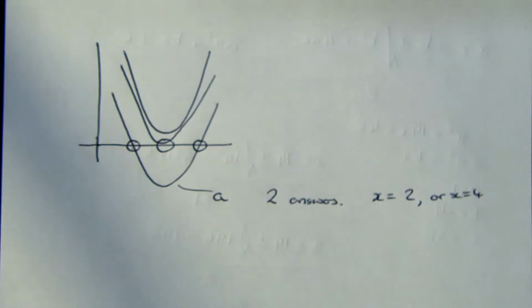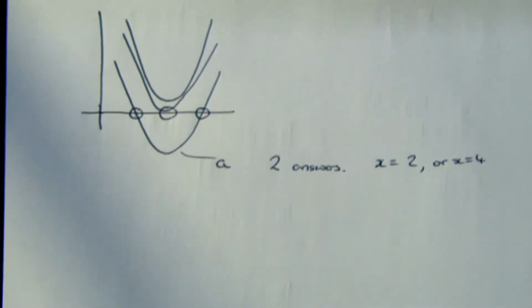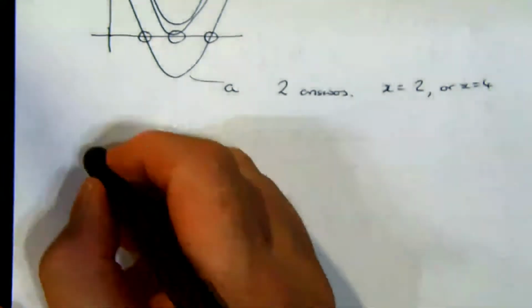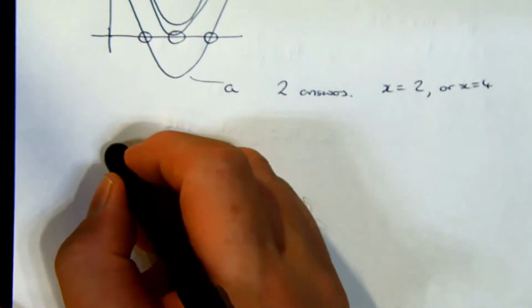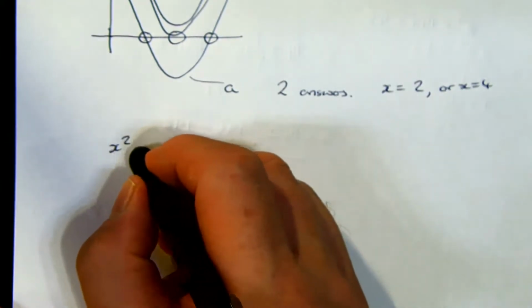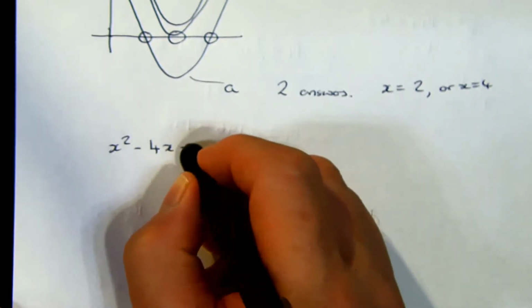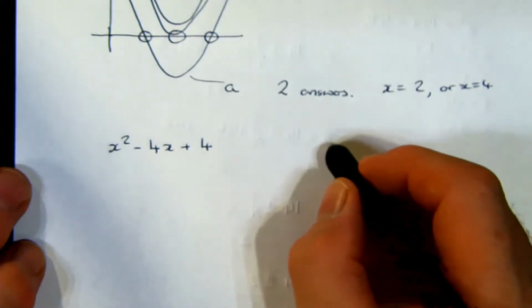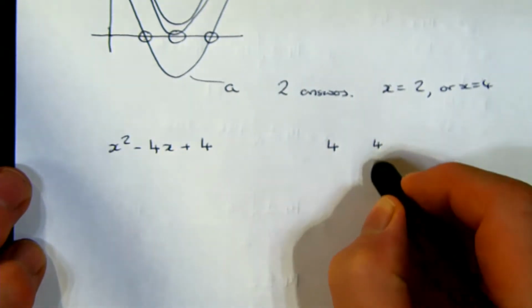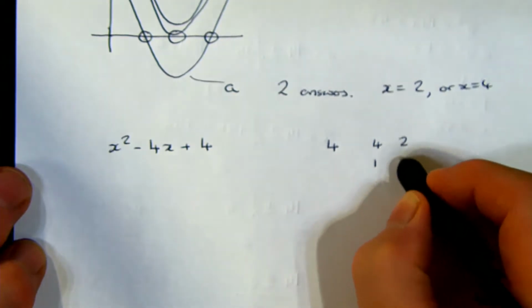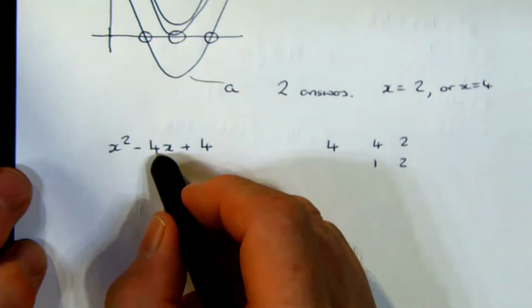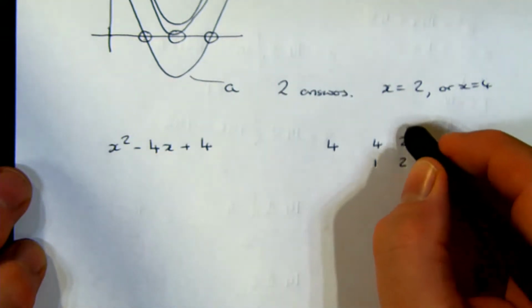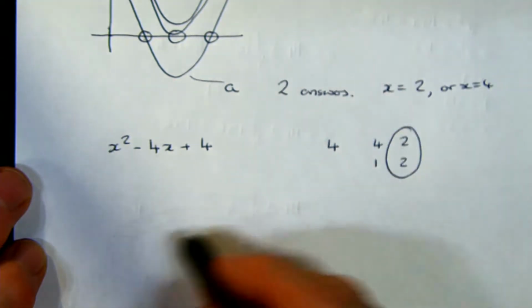So let's have a look and see what this one's doing. I've got another quadratic, x squared minus 4x plus 4. Let's solve it. This is an easy one to do. We've got 4. That's going to be either 4 and 1 or 2 and 2. I've got to make simply here 4. So that's going to be my 2 and my 2.